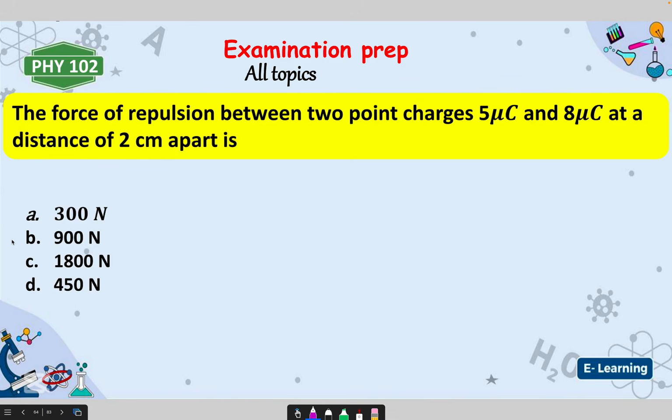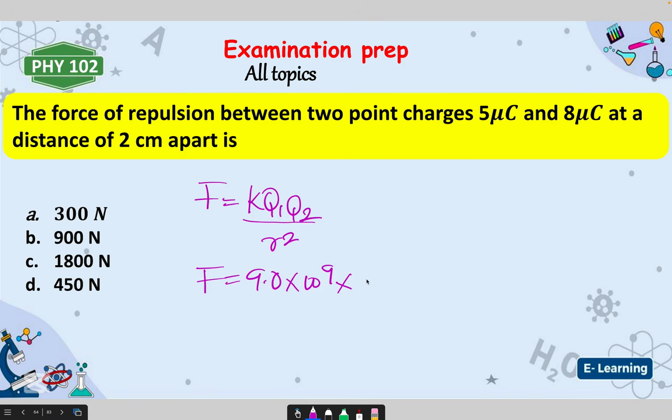Now, the force of repulsion between 2 point charges, 5 microcoulomb and 8 microcoulomb at a distance. This one, not something we should be wasting time on again. Q1 Q2 all over R squared. So F is 9.0 times 10 raised to the power of 9 times Q1, which is 5 times 10 raised to the power of minus 6, times Q2, which is 8 times 10 raised to the power of minus 6, divided by R, 0.02 squared, because this is 2 centimeters.